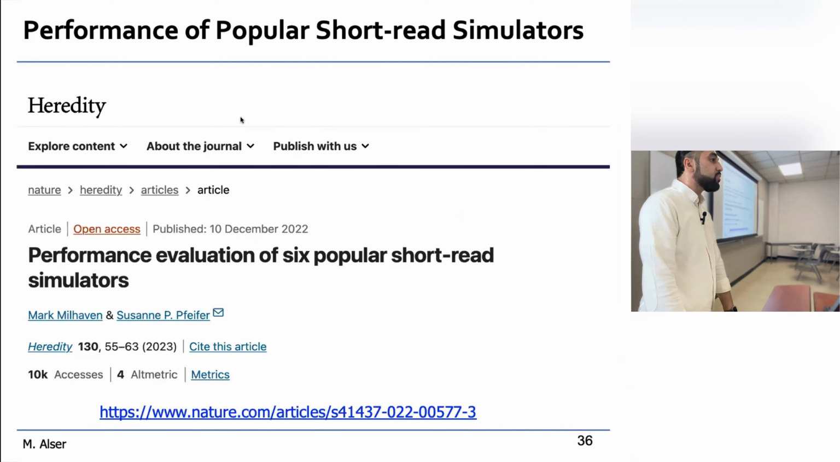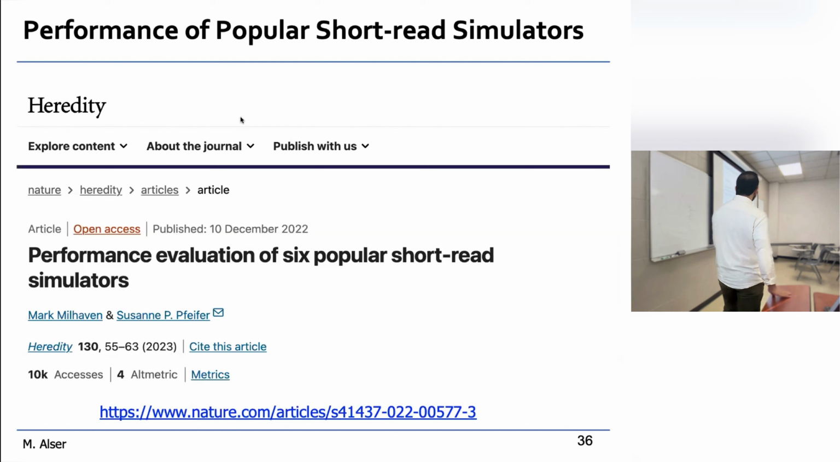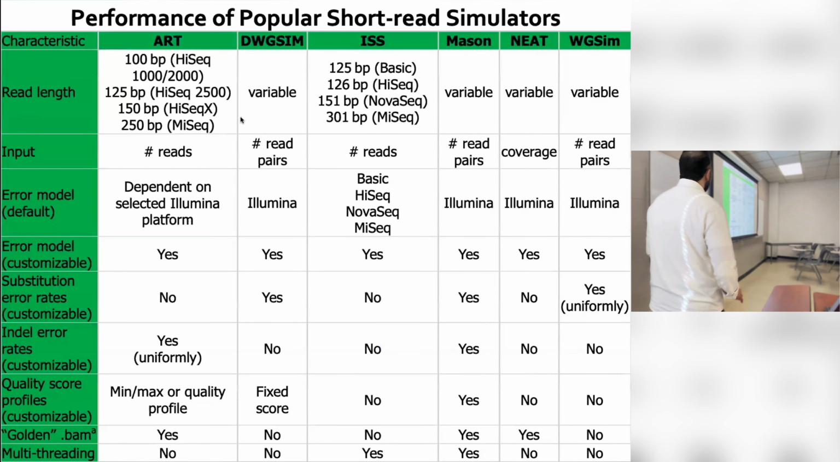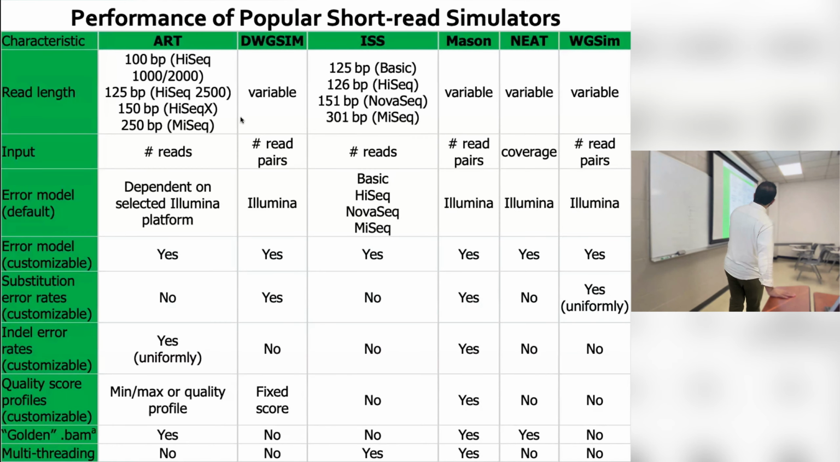There is a very nice paper called Performance Evaluation of 6 Popular Short Read Simulators. During my PhD time and now, I'm using 2 of those 6 popular, and I never faced any problem with them. So I would recommend them also for you if you are interested in simulation. These are the 6 simulators: ART, DWGSIM, ISS, Mason, Neat, and WGSim. The two I'm using normally are Mason and ART. I never faced any problem with them.